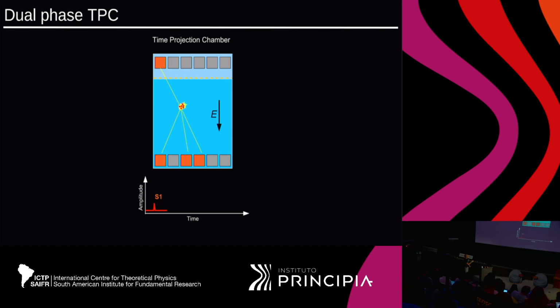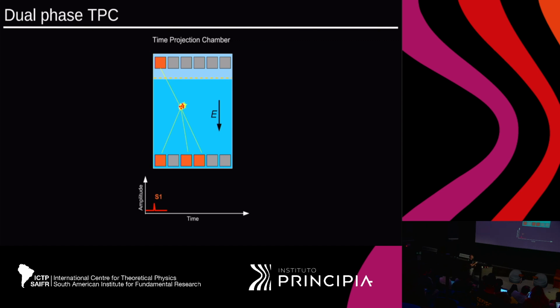So this scintillation light will travel very fast and be seen by your detectors. And in the bottom I'm just plotting the amount of signal seen by all the sensors that you have here, against time. So you get this signal that is called S1, that is very fast, and it happens almost immediately after you have an interaction, and this is scintillation light.